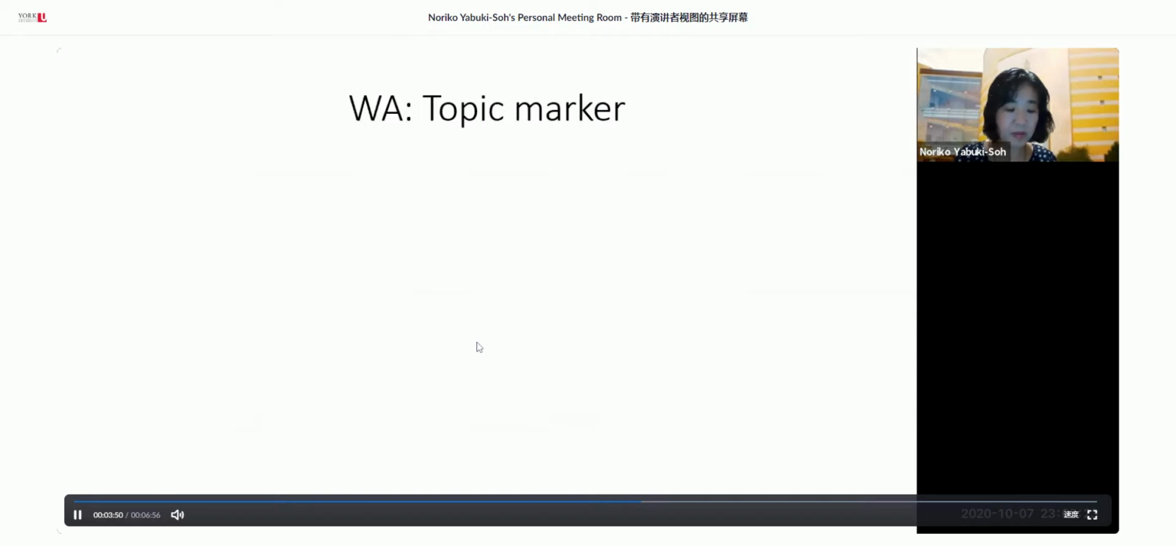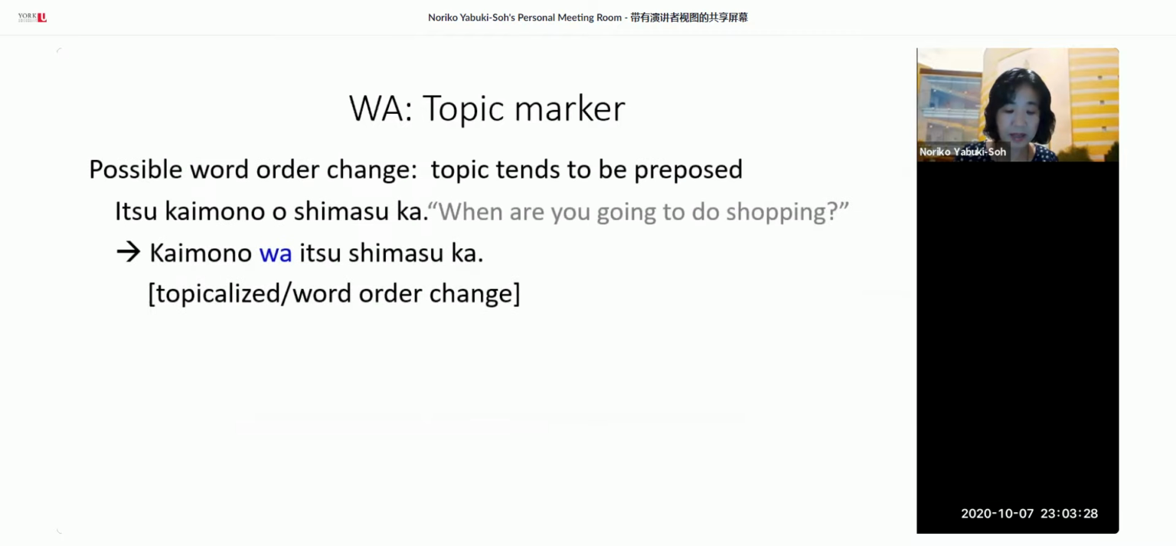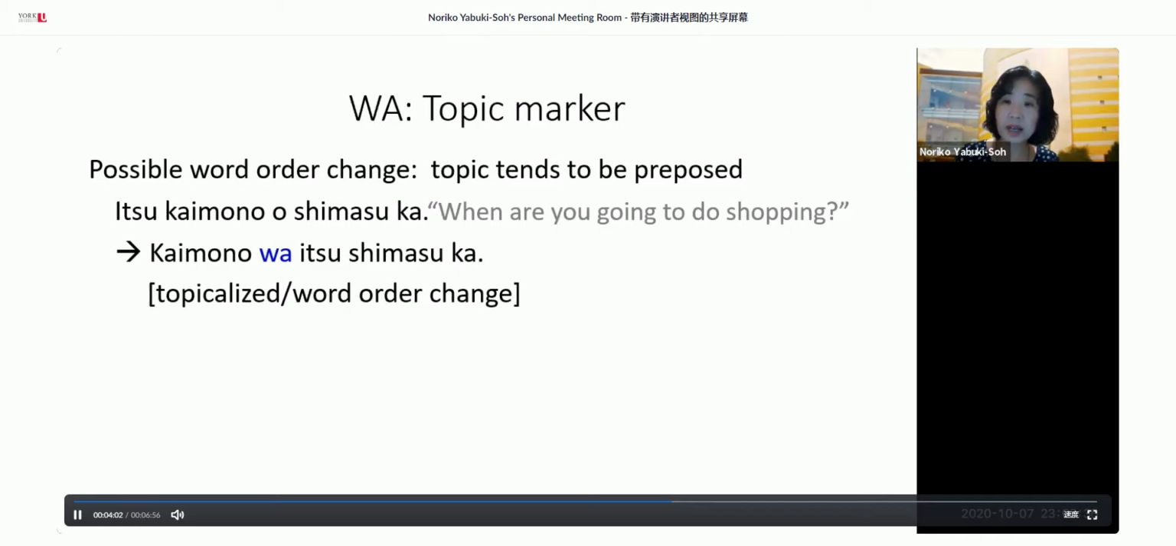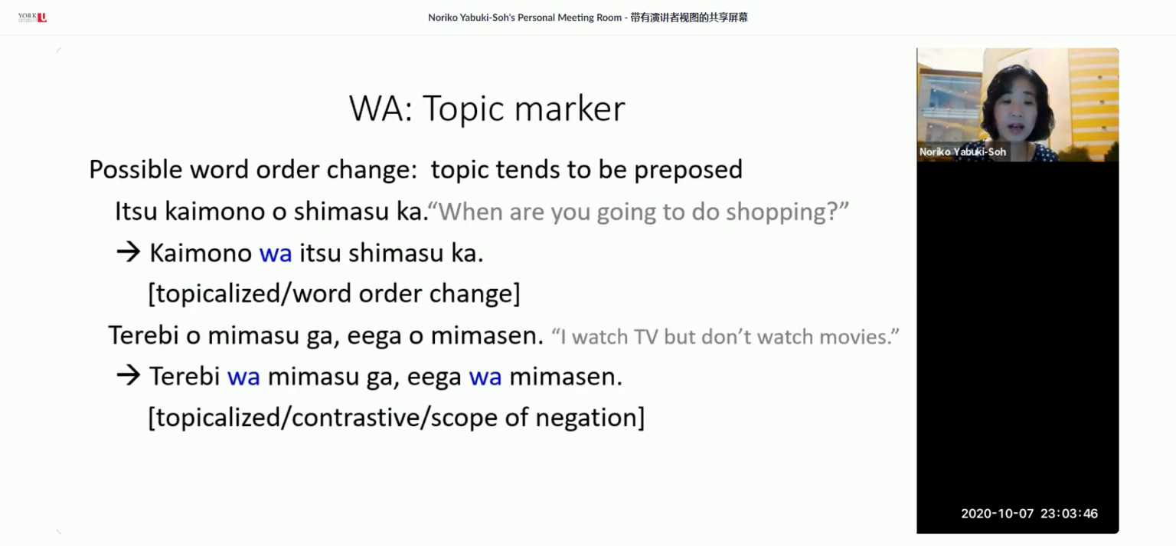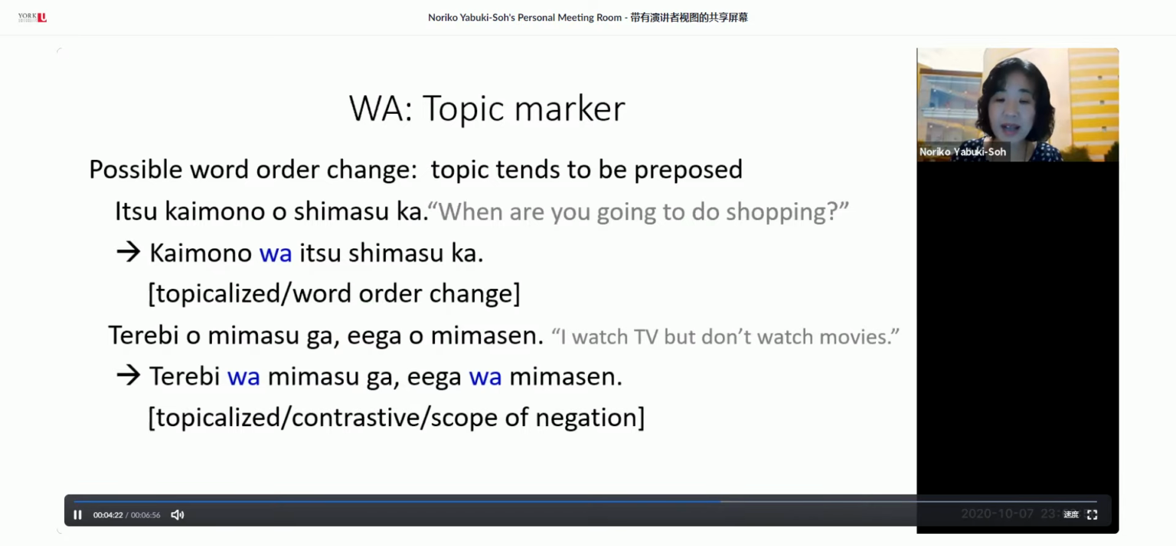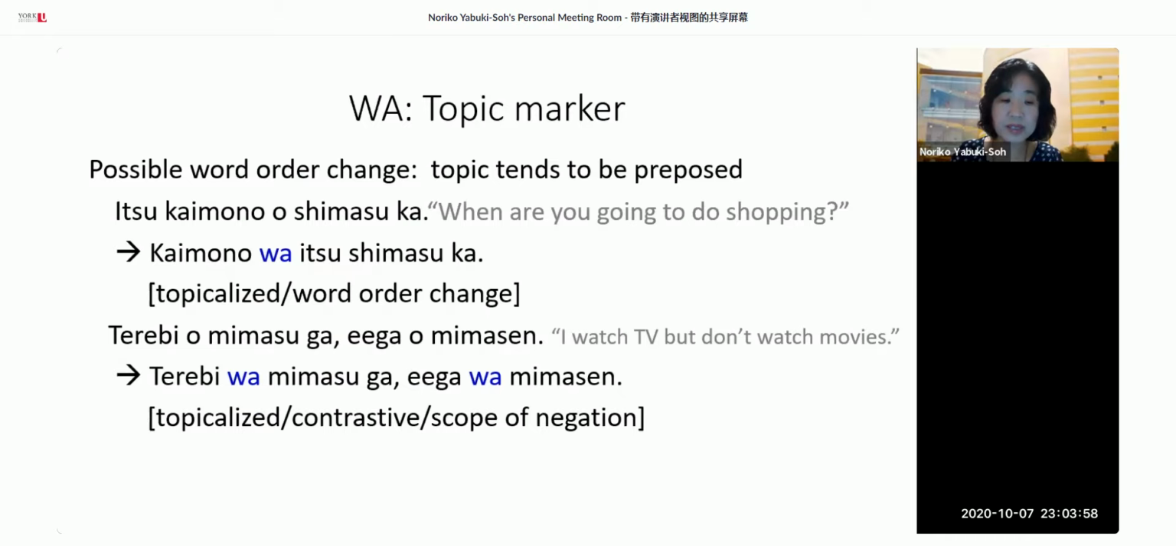As I mentioned before, word order is freer in Japanese, and the topic tends to be put at the beginning of the sentence. For instance, いつ買い物をしますか is the default word order, but you can single out 買い物, shopping, and say 買い物はいつしますか? For a sentence like テレビを見ますが映画を見ません, は tends to be used as in テレビは見ますが映画は見ません to contrast the topics of TV and movies.